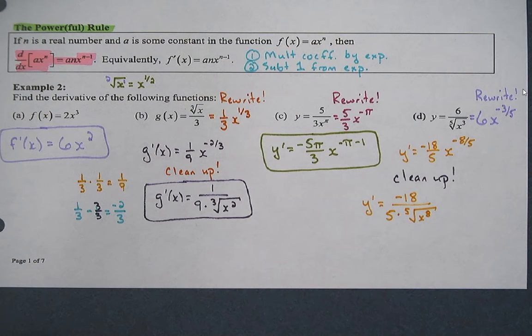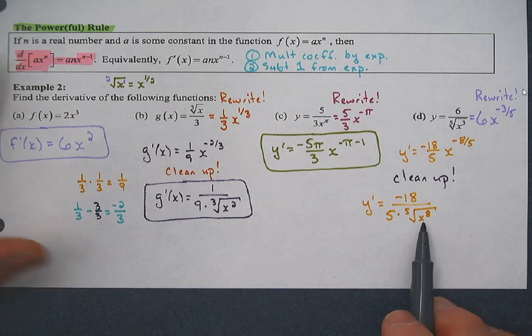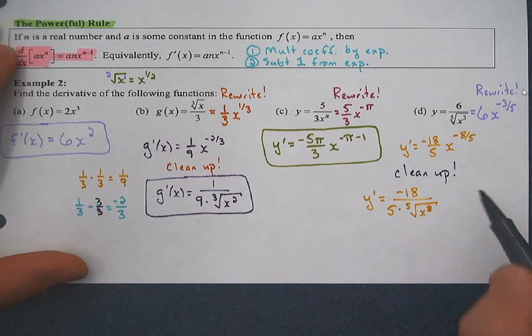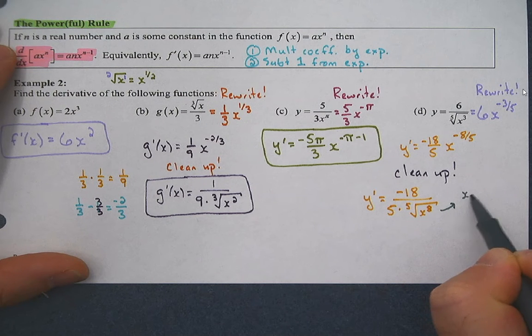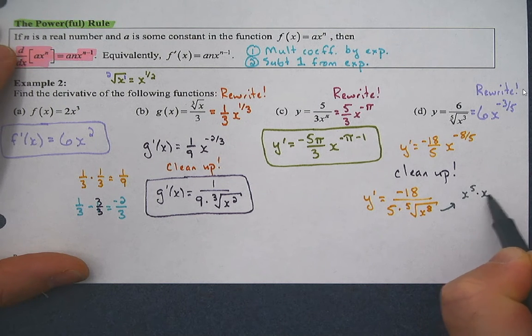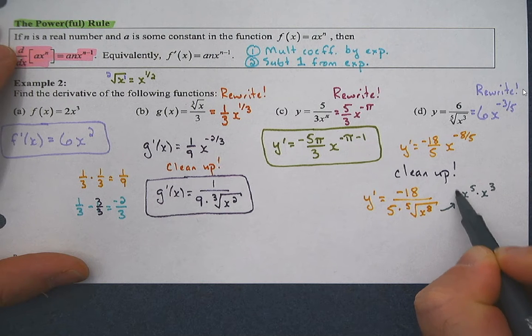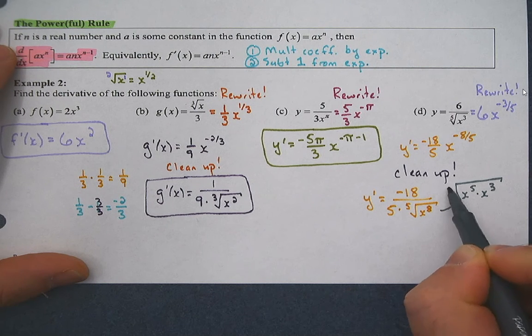In this case, if you think about it, this is a 5th root, and what kind of things escape 5th roots? 5th powers. Well, I have an x to the 8th here. That means I have at least 5 x's. So what I'm going to do is separate it into x to the 5th times x to the 3rd, all underneath a 5th root.